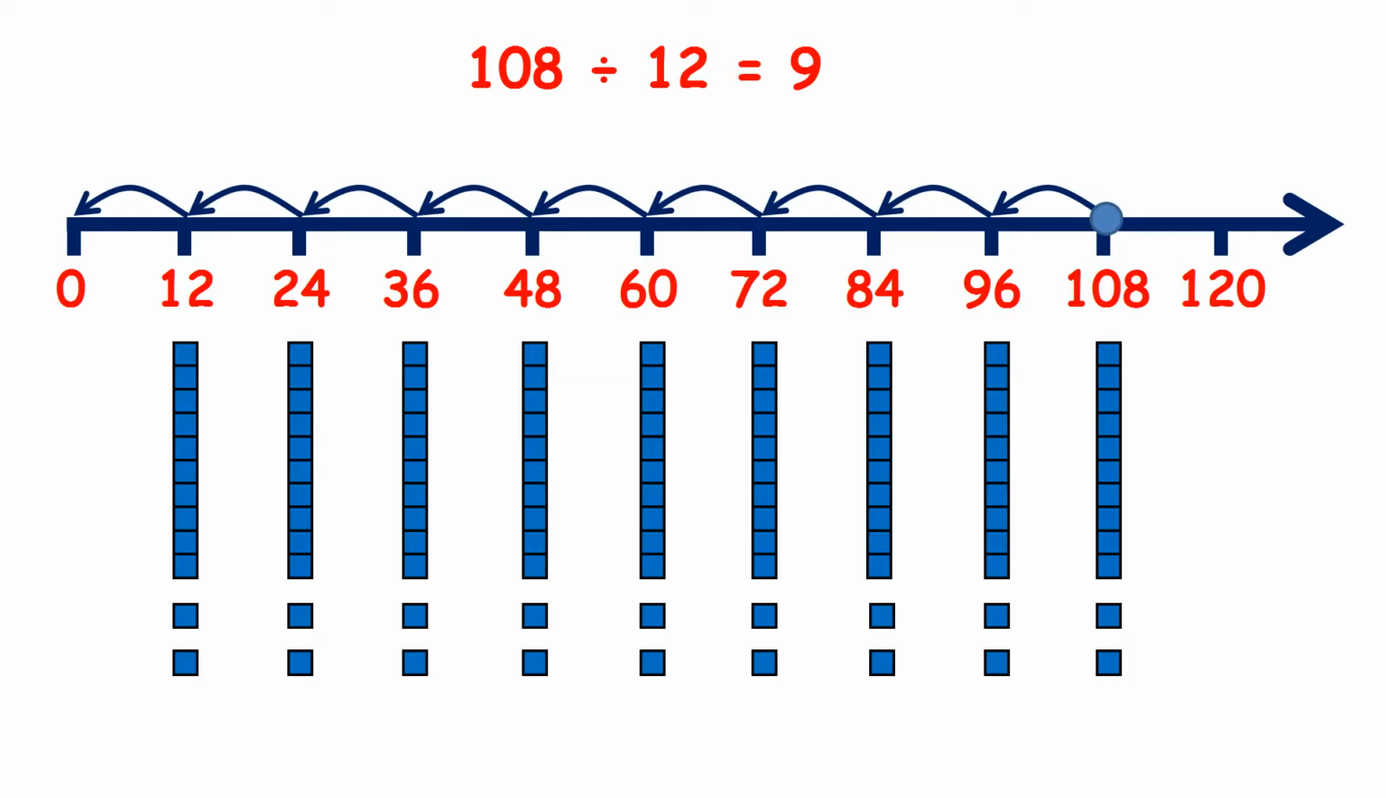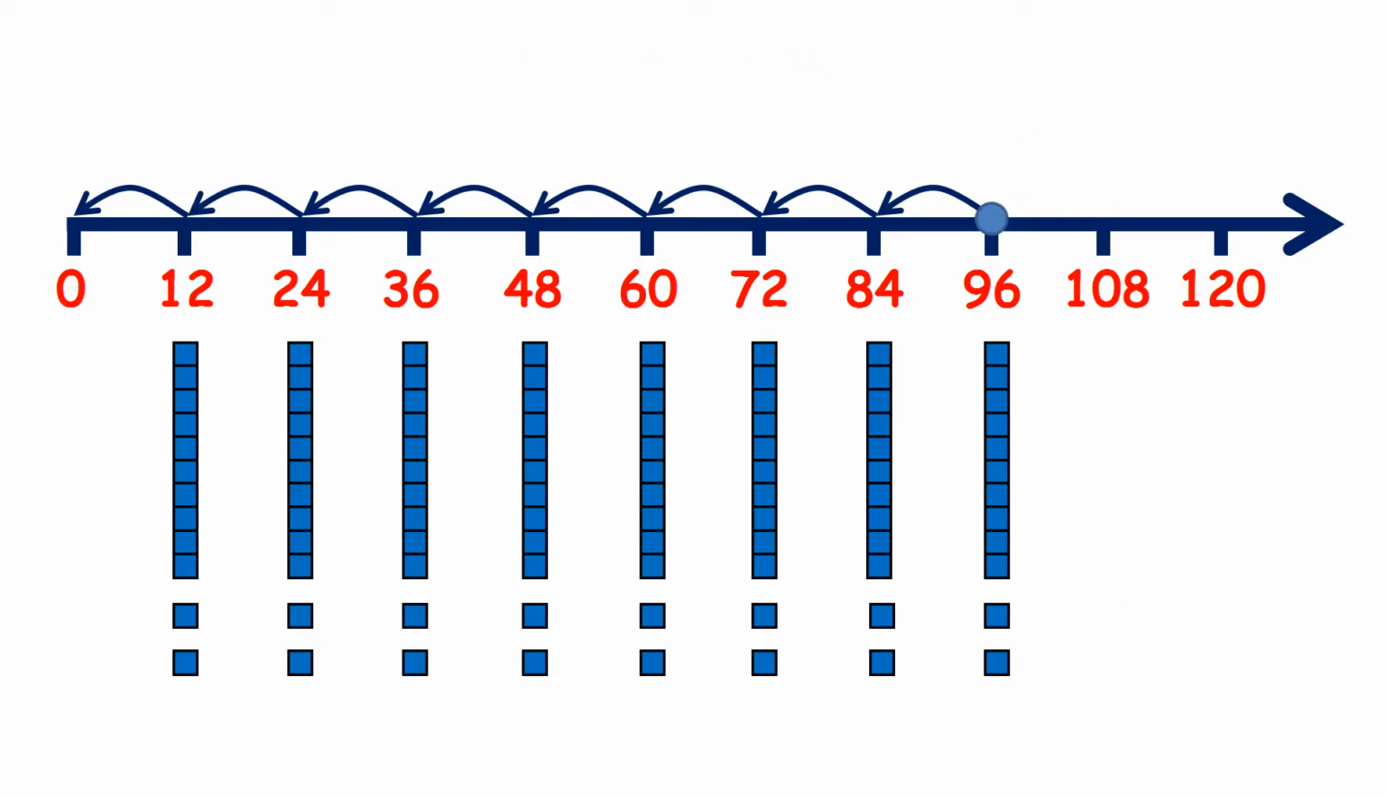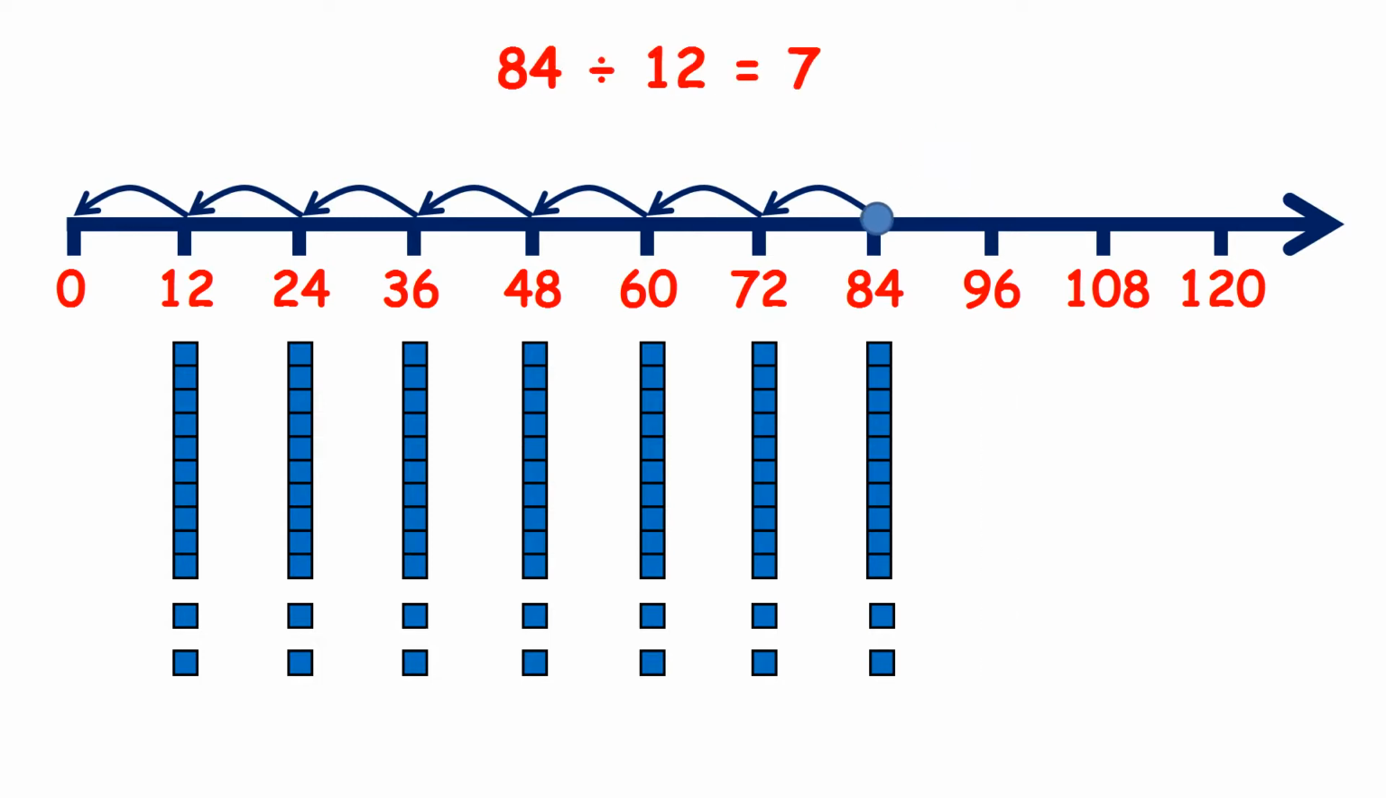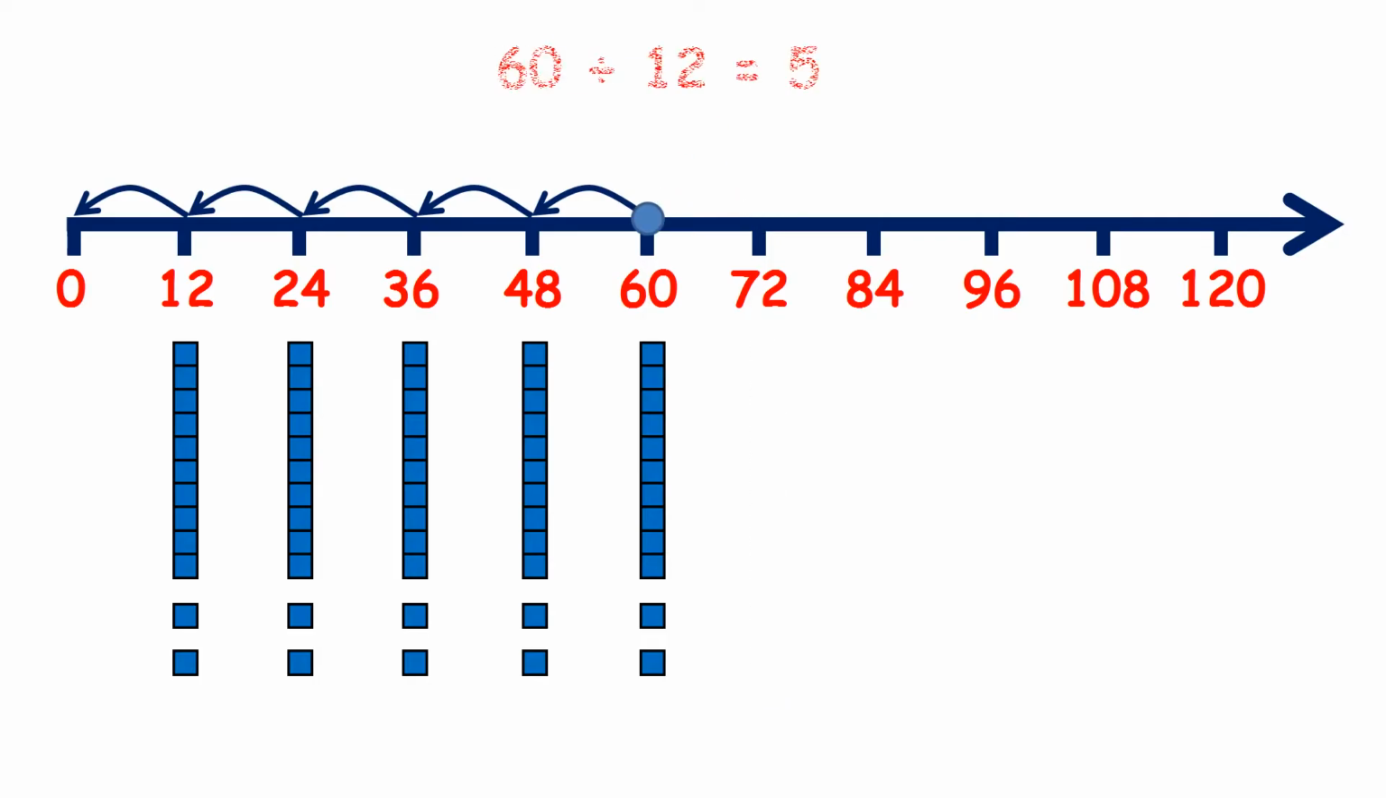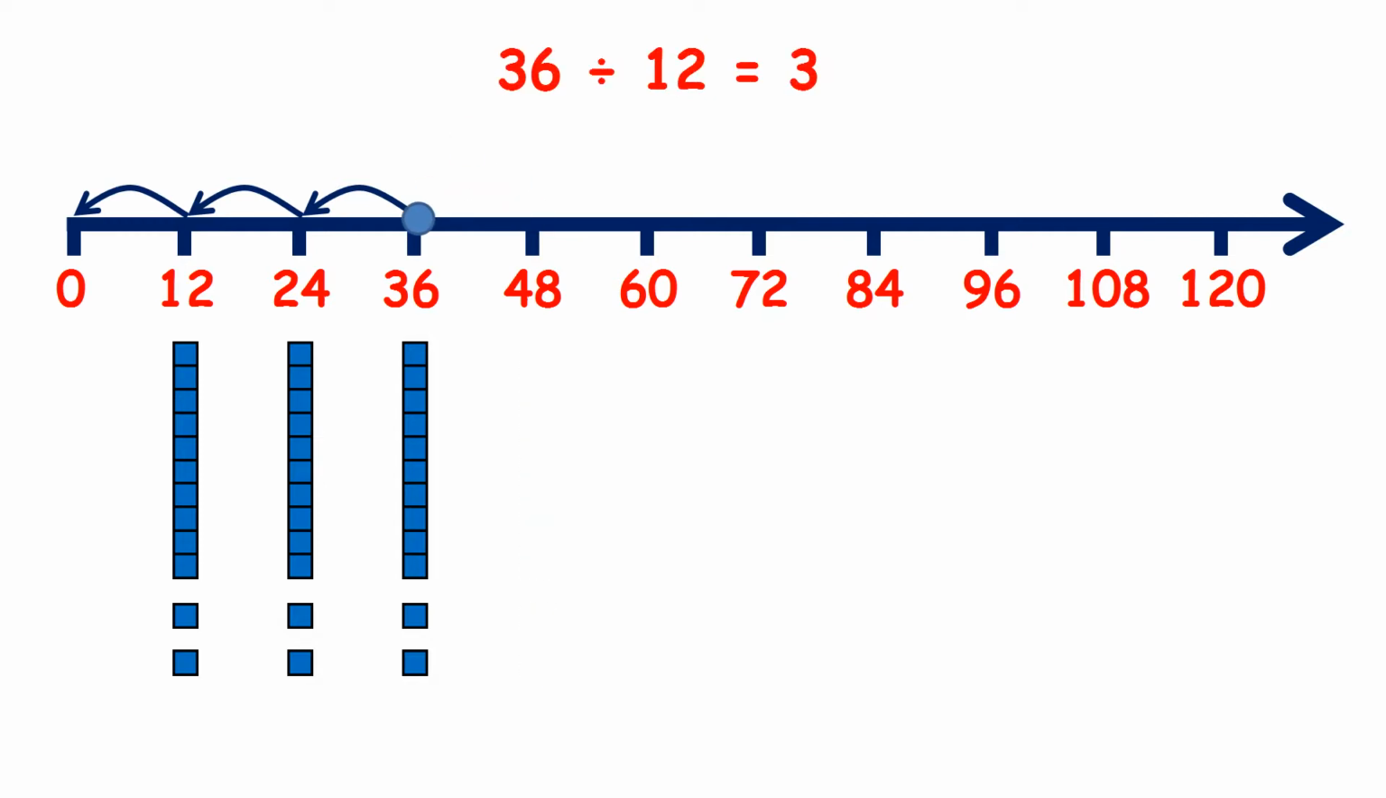108 divided by 12 is 9. 96 divided by 12 is 8. 84 divided by 12 is 7. 72 divided by 12 is 6. 60 divided by 12 is 5. 48 divided by 12 is 4. 36 divided by 12 is 3, because if we have 36, we can take away 12 3 times to get to 0.